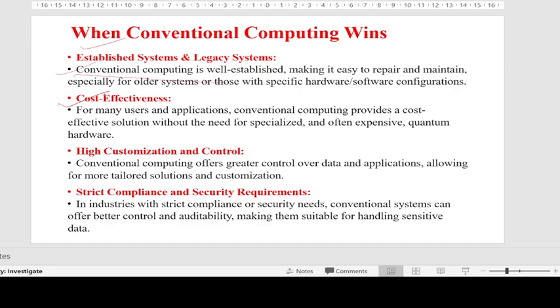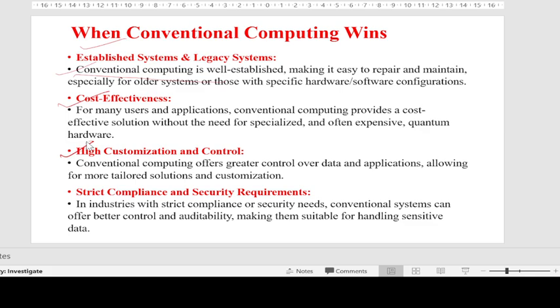One of the advantages is that it is cost effective. For many user applications, conventional computing provides a very cost effective solution, and it is often inexpensive in nature. Then high customization and control. It means you can change the prototype or simulation as per your requirement. You can change and control these systems. Most of the time you can control 100%.